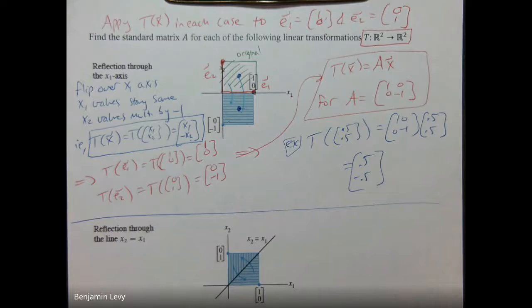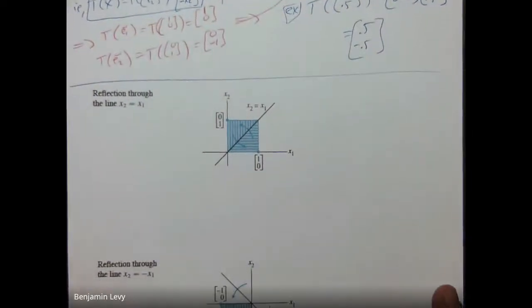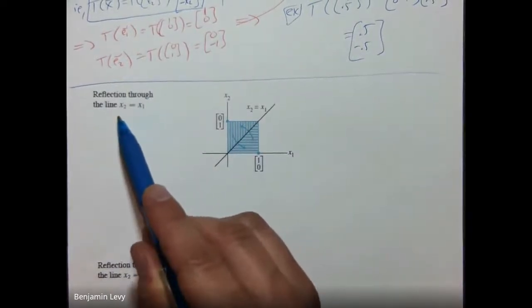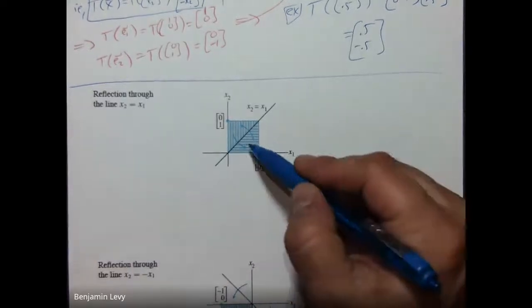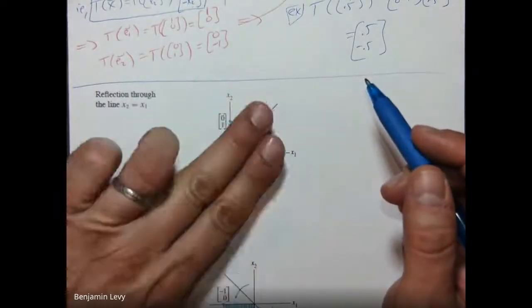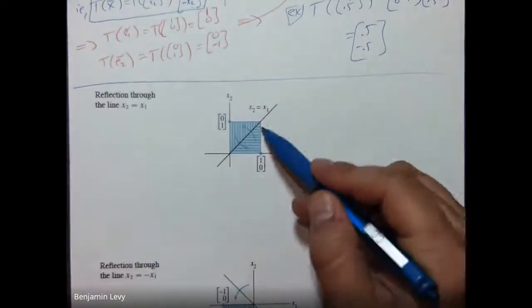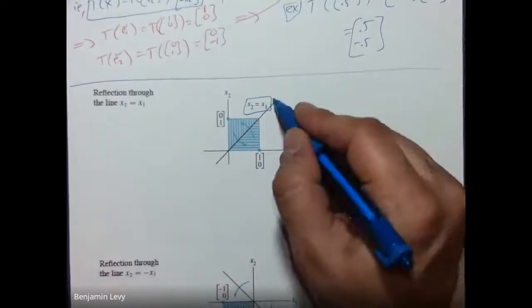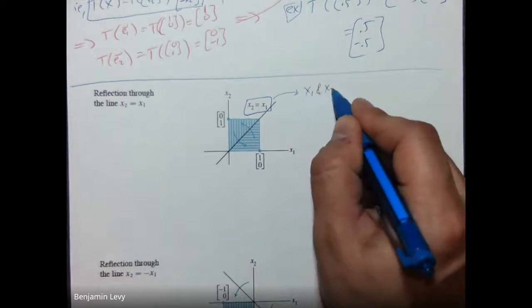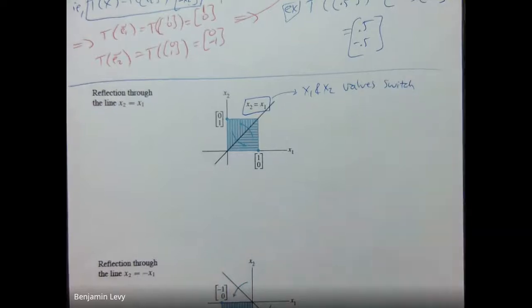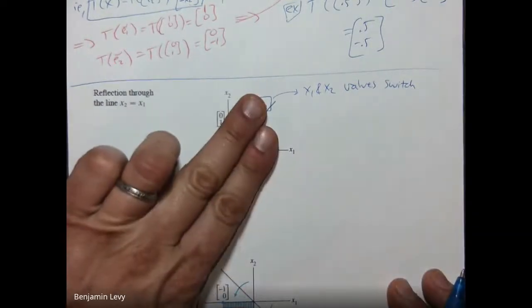Okay, so I'm going to do the second one though. If you feel good, pause. If not, listen to me do this one too. On this transformation, we're reflecting through the line x2 equals x1. In other words, the original box is right there, but then you flip it around that line. This tells us what happens here: the x1 and the x2 values switch. If you switch the x1 and x2 values, then the graph ends up flipping over like that.